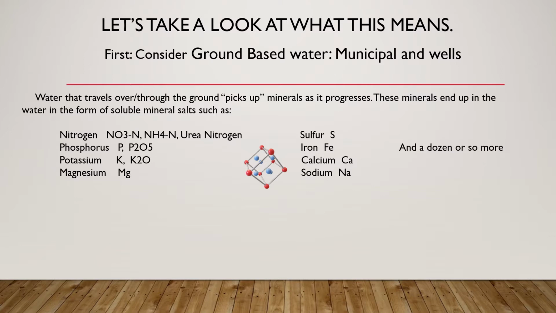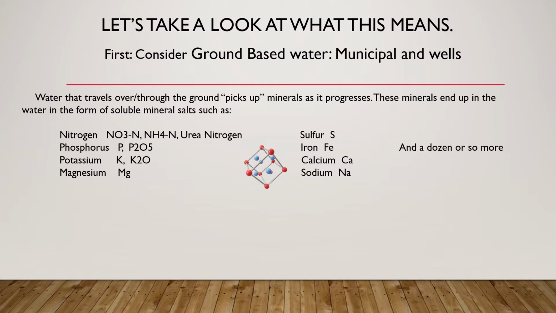So let's take a look at what this might mean for us as growers. First, let's take a look at these ground-based water sources. These can either be from municipal supplies like a reservoir or a municipal well, or from our own dug or drilled wells. This type of water has been in contact with the ground, traveling through the ground matrix, and as that water travels through the ground matrix, it will dissolve and pick up some of the minerals in the rock that it is traveling through.